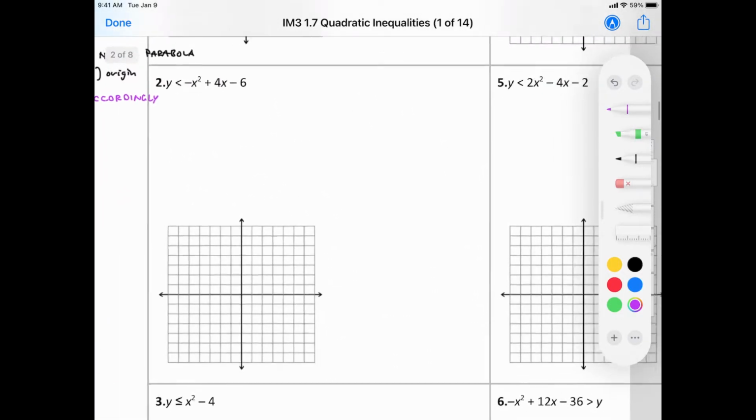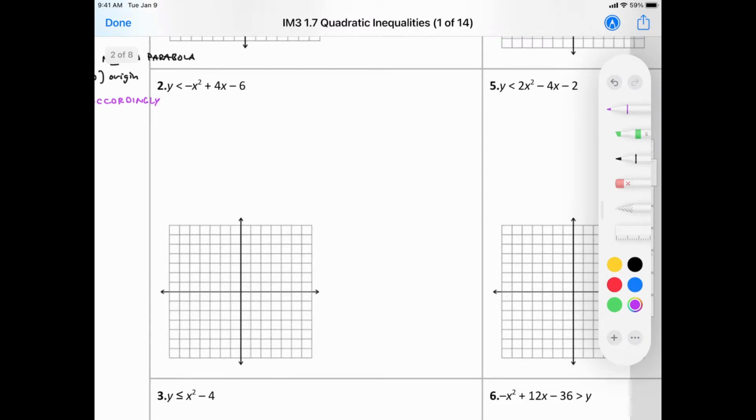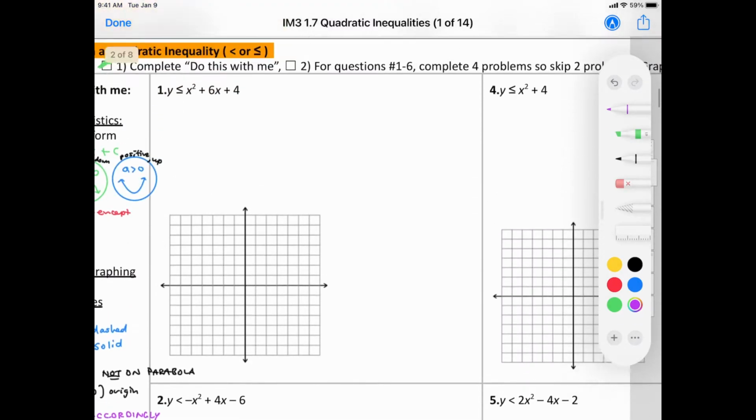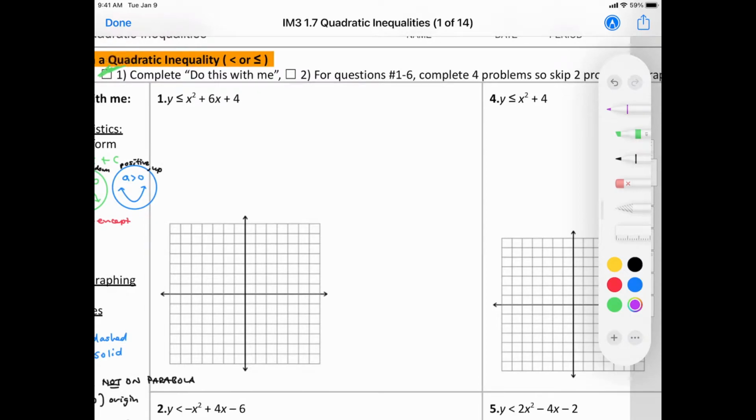Okay. Let's go ahead and try number 1. Y equals x squared plus 6x plus 4. Okay, this one already looks like I can tell you can't factor this to find our x-intercepts. So if I'm thinking to myself out loud, can I factor this? No. Could I use the quadratic formula? Yes, you could.